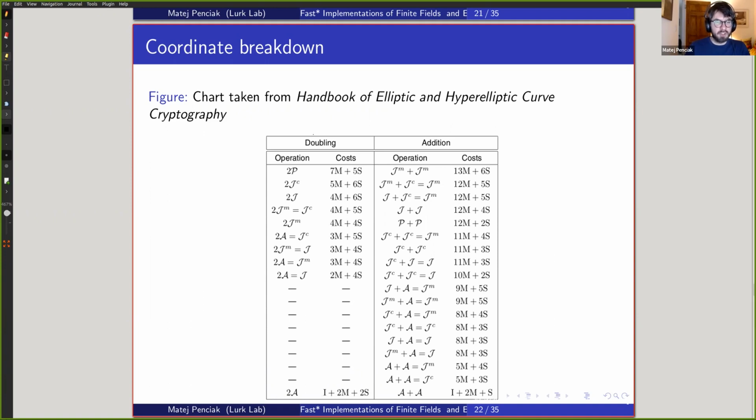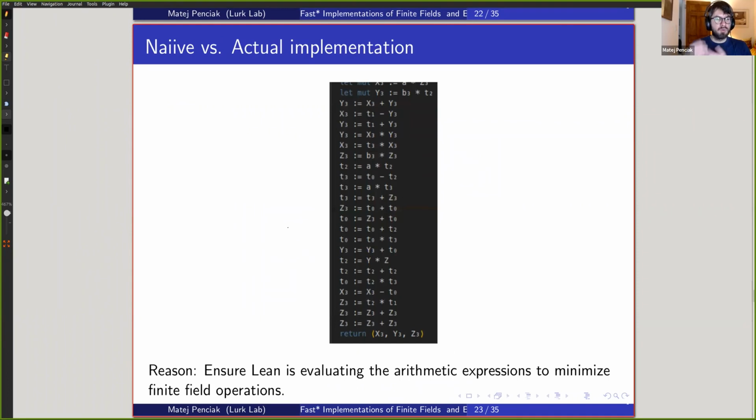So P here is projective coordinates, the affine ones are down here, and these G's or these J's are either Jacobian coordinates, Chudnovsky Jacobian coordinates, or modified Jacobian coordinates, etc. And so there's even more coordinate systems on top of these, like Edwards forms and Montgomery forms, and so much more. And then furthermore, even once you choose a coordinate system, you have the naive algorithm that you see in a book, and then the actual algorithm that's implemented in Lean.